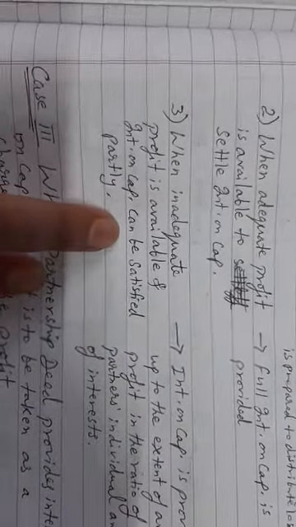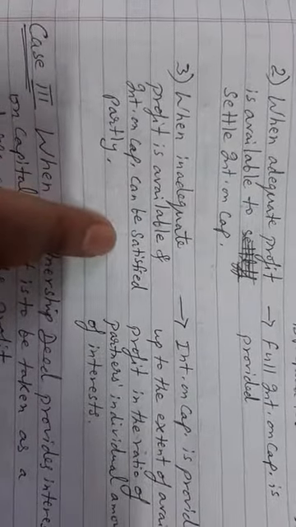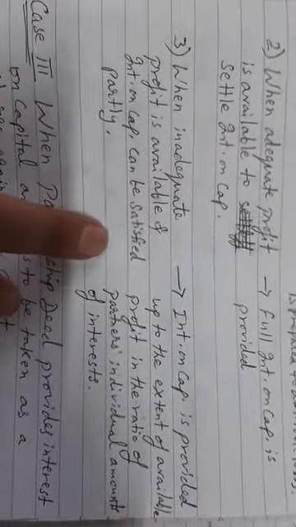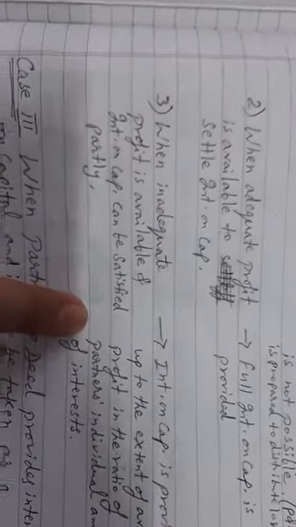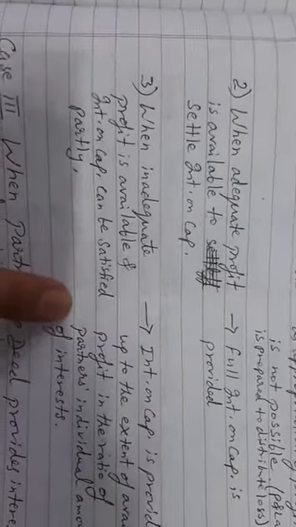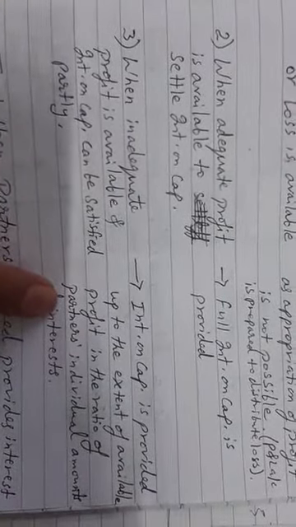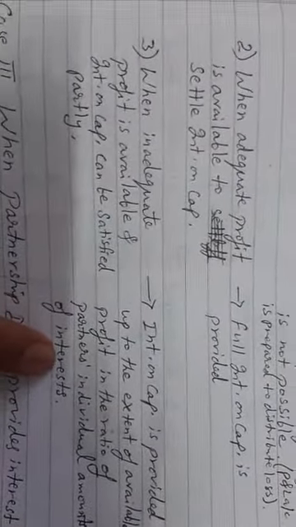When inadequate profit is available and interest on capital can be satisfied only partly, then in that situation interest on capital is provided up to the extent of available profit in the ratio of the partners' individual amounts of interest. Say, for example, there are two partners getting interest on capital of rupees 3,000 and 2,000, so totally the interest on capital is rupees 5,000. Now in this situation, if the available profit is, say, rupees 4,000 only, then the 4,000 of available profit will be appropriated towards interest on capital to the partners in the ratio of 3:2, that is, whatever their individual amount of interest is.